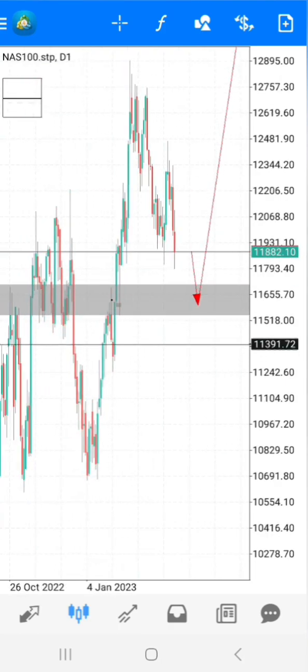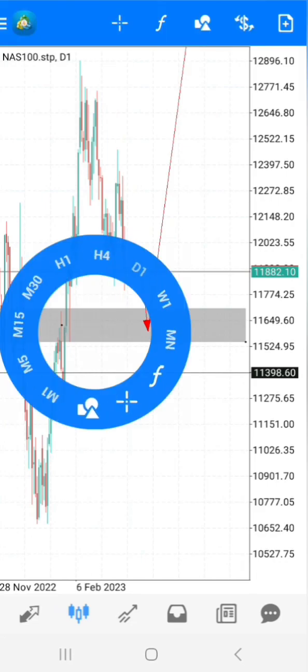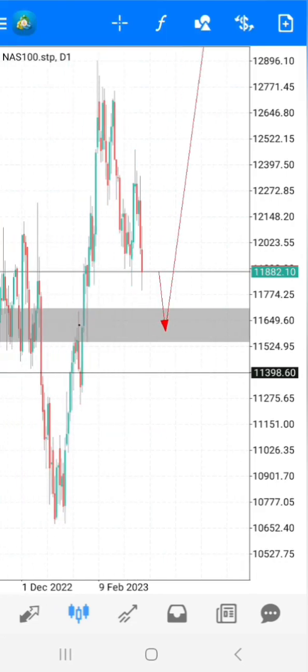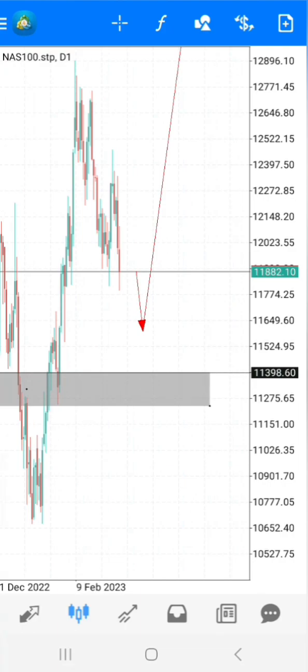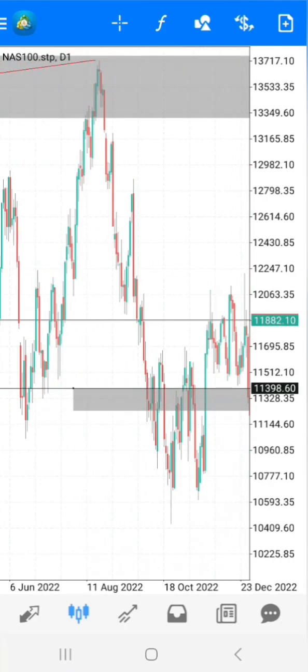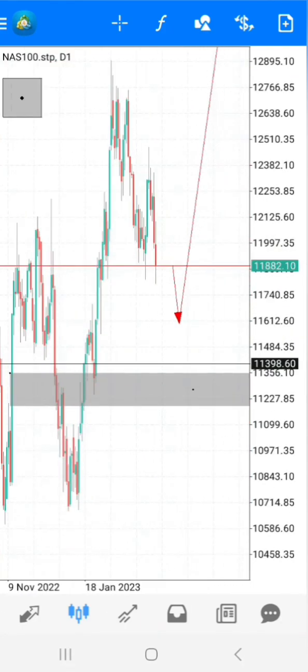If the current demand fails, price has the potential to drop and go to this demand below that demand over there. Also, this demand is next to significant support and resistance, making it a good buy zone too.